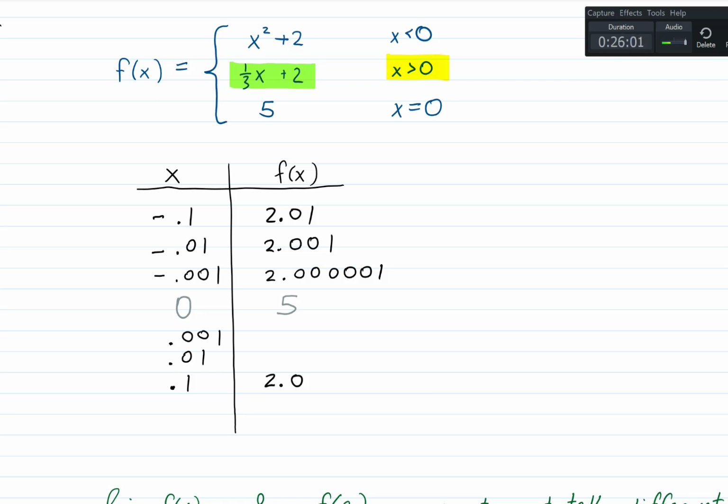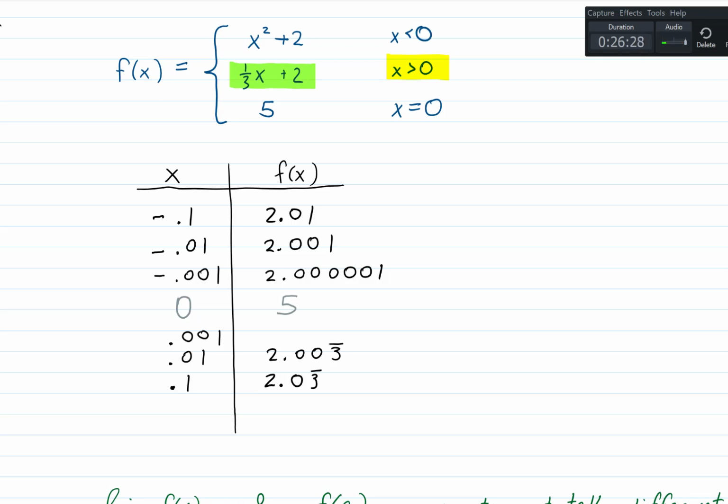2.0 and then 3 repeating. Okay, now let's take 0.01 times 1/3 and then add 2, and I get 2.00 and then 3 repeating.